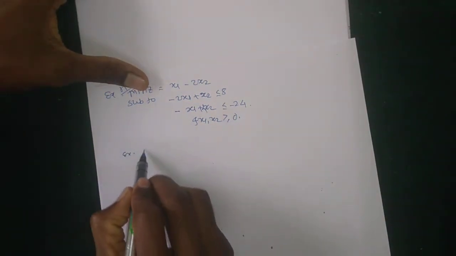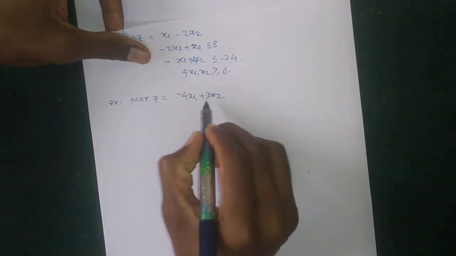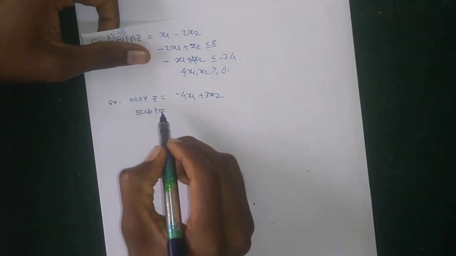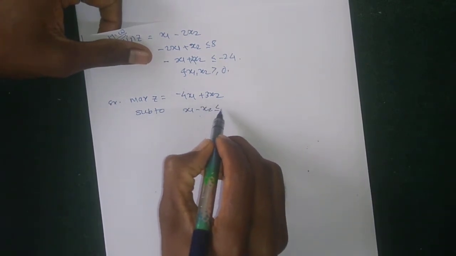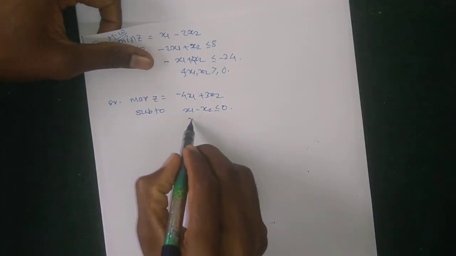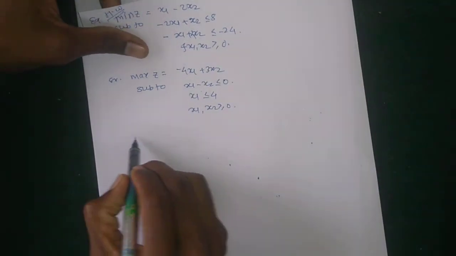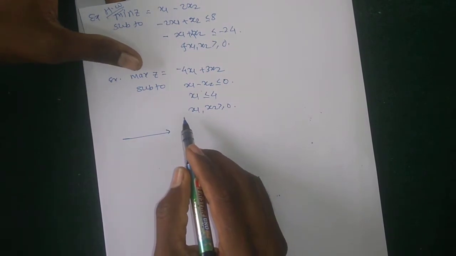Next example, to see an unbounded region: maximize z = minus 4x1 plus 3x2 subject to x1 minus x2 is less than or equal to 0, and x1 is less than or equal to 4, where x1 and x2 are greater than or equal to 0. Okay, so find the solution by using the graphical method.